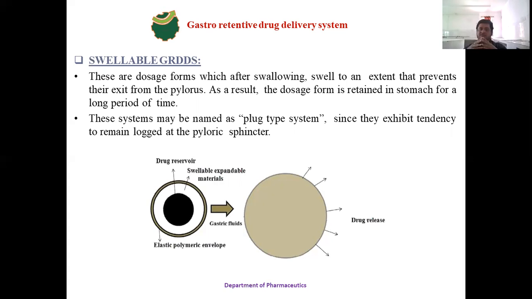So these are the various approaches of GRDDS. We have discussed the floating type, where it will float. Then we discussed the high density type, or sinking system. Then we discussed the bioadhesive type. Then we discussed the inflatable type, and last we discussed the swellable GRDDS. Okay, thank you.